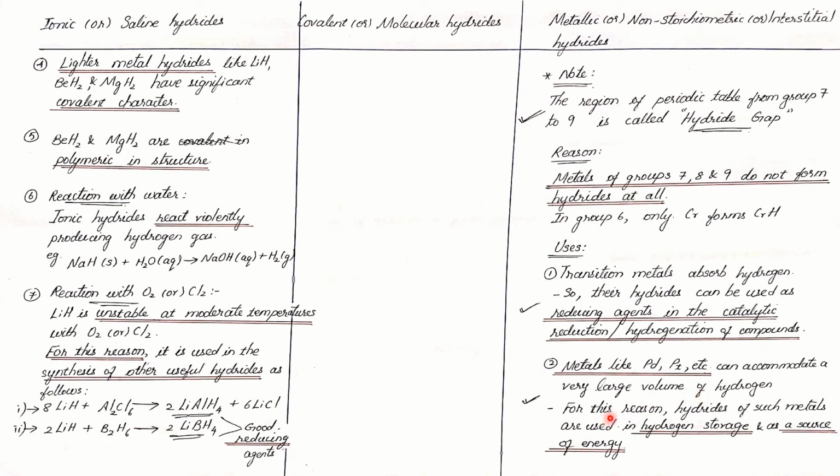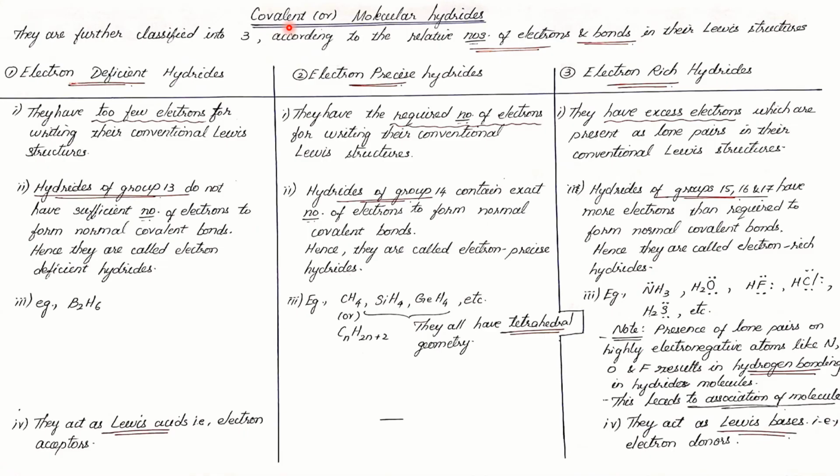For this reason, hydrides of those metals, palladium, platinum and so on, are used in hydrogen storage and as a source of energy. Covalent or molecular hydrides are further classified as electron-deficient hydrides, electron-precise hydrides, and electron-rich hydrides based on the relative numbers of electrons and bonds in their Lewis structures.